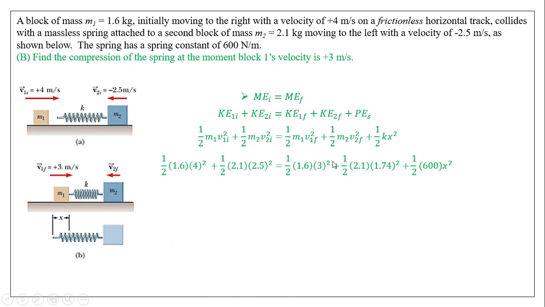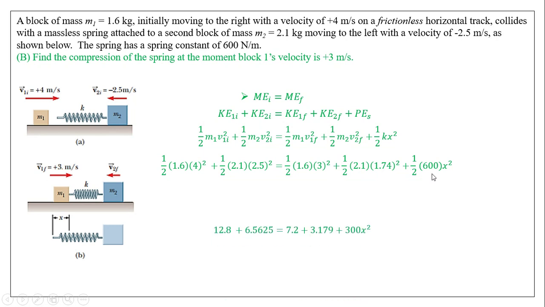The only thing I do want to point out here is V2F. V2F is 1.74 because we calculated that in part A. Other than that, everything is pretty much given to you. Here, the spring constant is 600 newtons per meter. So if you read the problem, it says the spring constant has a value of 600 newtons per meter. So that's the only thing really different in this line.